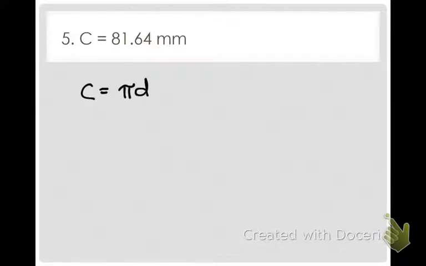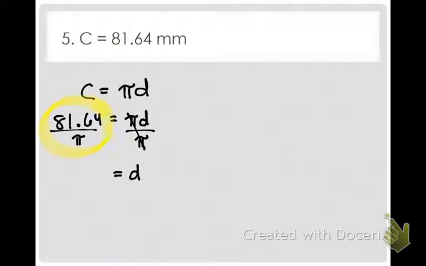Great job. Do I know my C? Yes. What is it? 81.64. 81.64 equals pi times D. How do I get D by itself? Divide by pi. Okay, we're trying to get rid of the pi, so we have to divide both sides by pi. This cancels out. And then go ahead and stick this into your calculator, and I want you to give me the answer rounded to the nearest whole number. Okay?